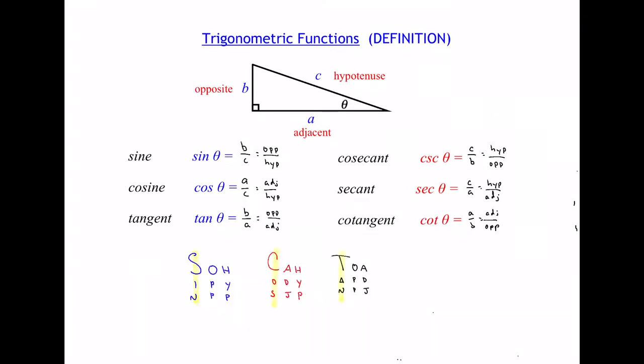One of the ways to remember this is SOHCAHTOA. SOH is sine, and then OH is opposite over hypotenuse. C is for cosine, A is for adjacent, H is for hypotenuse, so adjacent over hypotenuse, and then TOA, tangent, is equal to opposite over adjacent. So that's just one way to help you remember the 6 trig ratios.